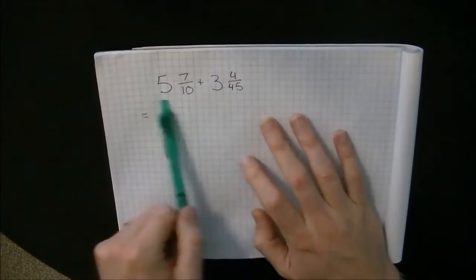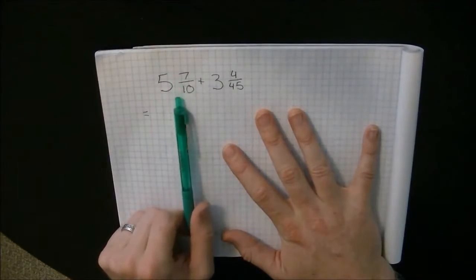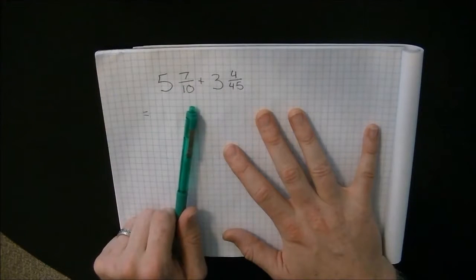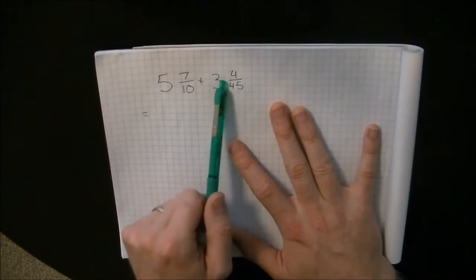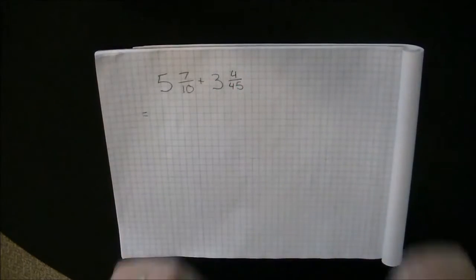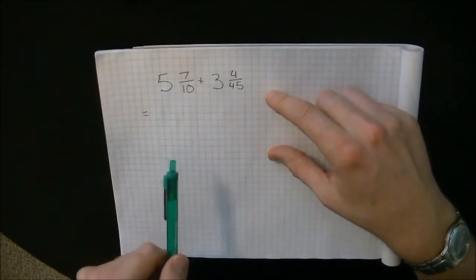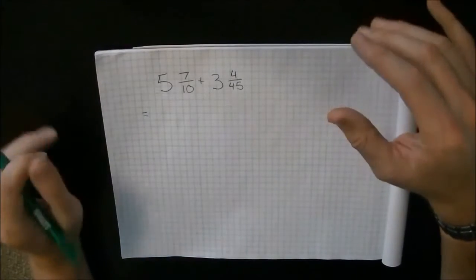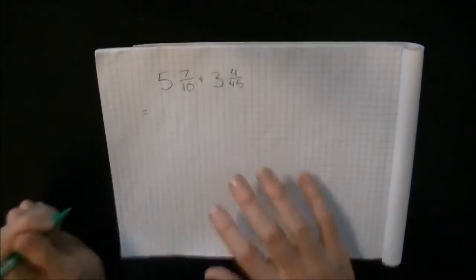One of the important things to remember when it comes to mixed numbers is what they really mean. 5 and 7/10 is really saying 5 plus 7/10, right? And 3 and 4/45 is, of course, this is a plus there as well, 3 plus 4/45. And one of the nice things to remember about addition is we can change the order of addition and we don't have to worry, right? Subtraction, division, the order matters for those. But for addition, we can change the order and everything's okay.